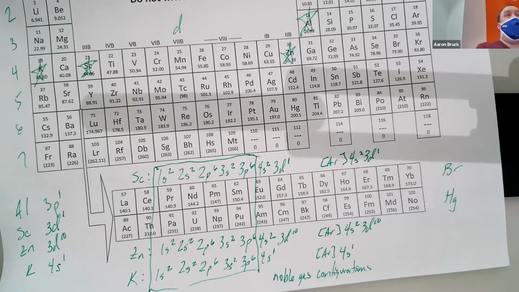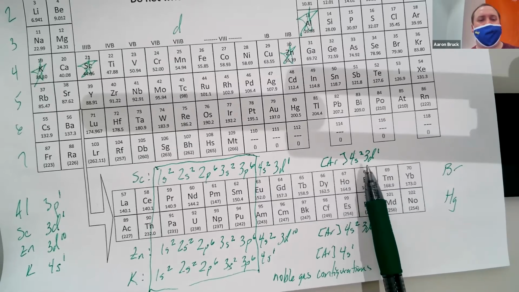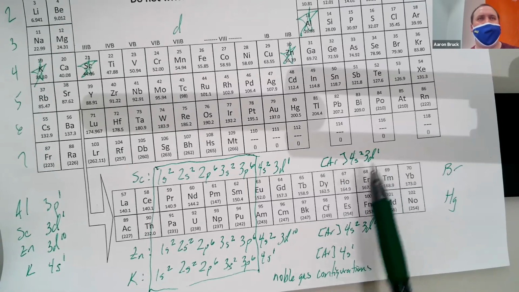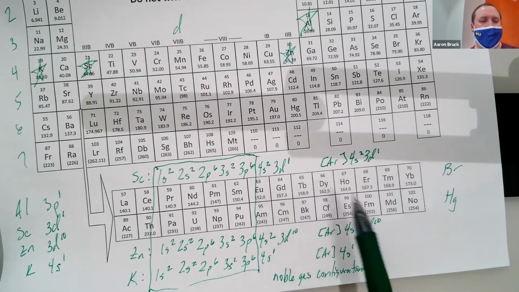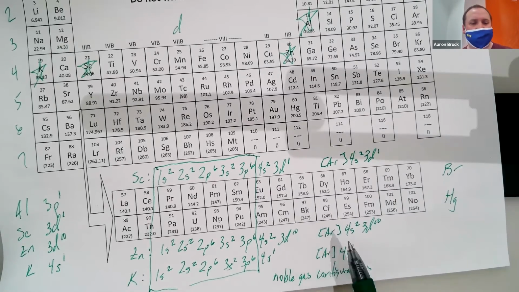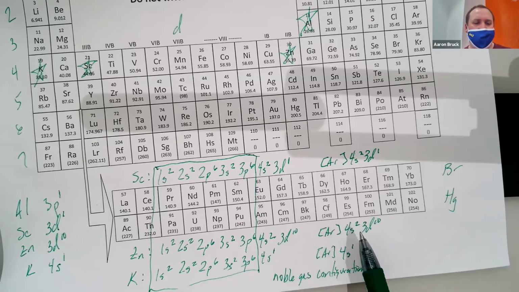Let's talk about what's different among them. And what's different is what happens after the argon. Scandium has 3 electrons after the argon. 2 of them are in the 4s, 1 of them is in the 3d. Zinc has 12 electrons after argon. 2 of them in the 4s, 10 of them in the 3d. Potassium only has the 1 electron after argon.